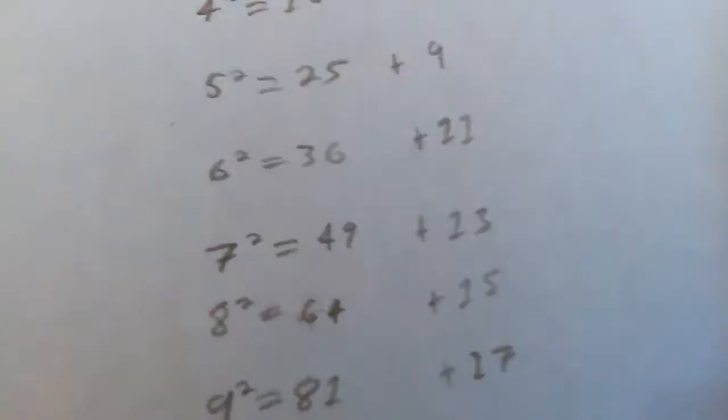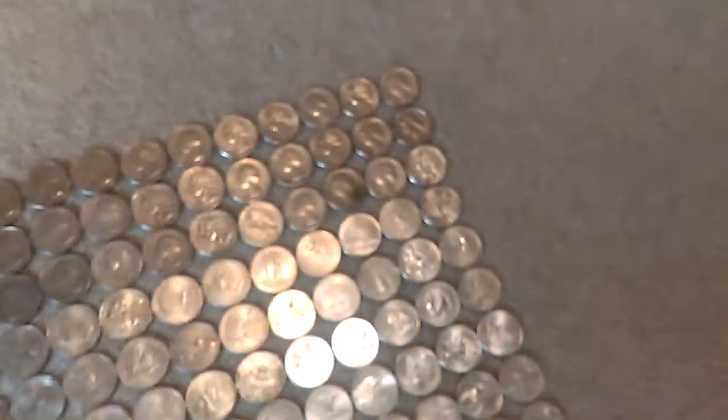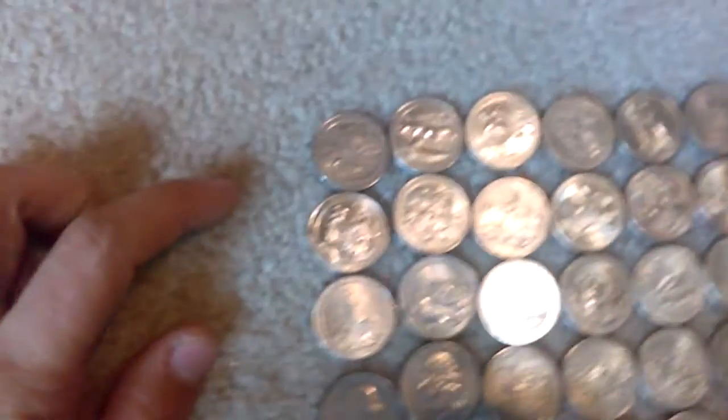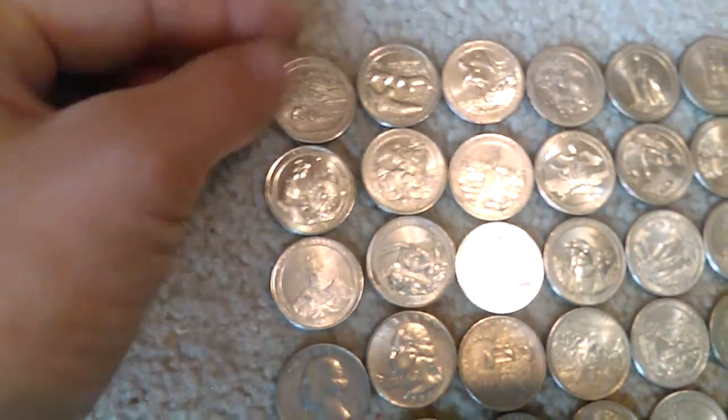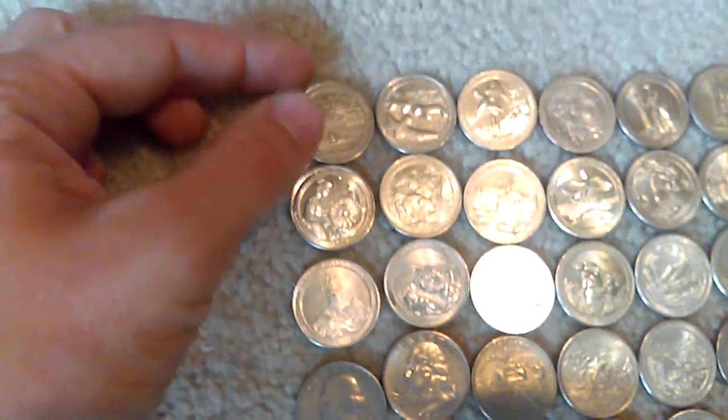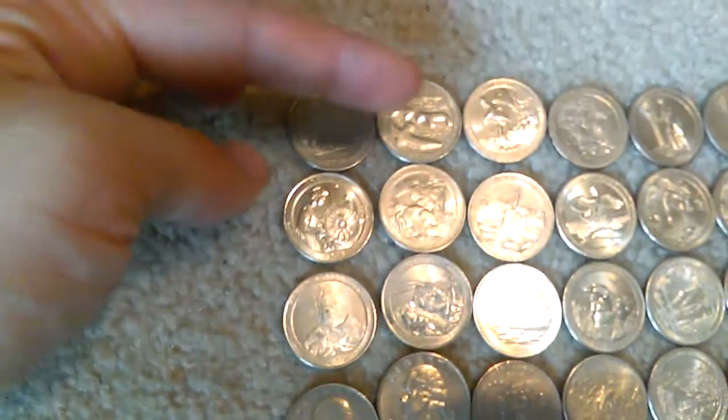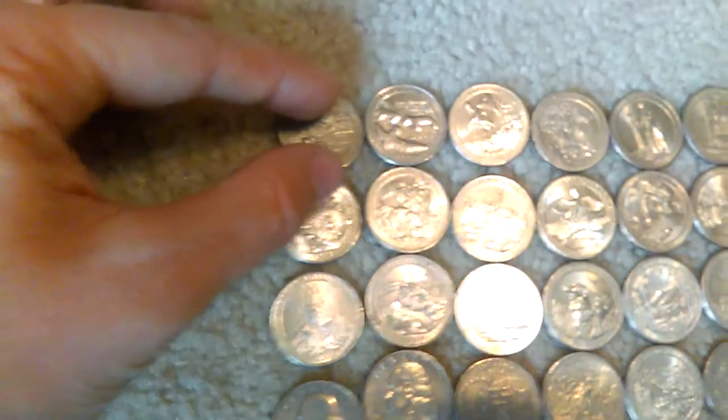So just let me give you one last illustration that might help this make a little bit more sense. This is a fairly large portion, probably about 60 or 70% of my quarter collection. So this is in a square. There are 400 here, or $100 worth of quarters. So starting down here, you see there's 1, the square of 1, and then we have 4 here, the square of 2.